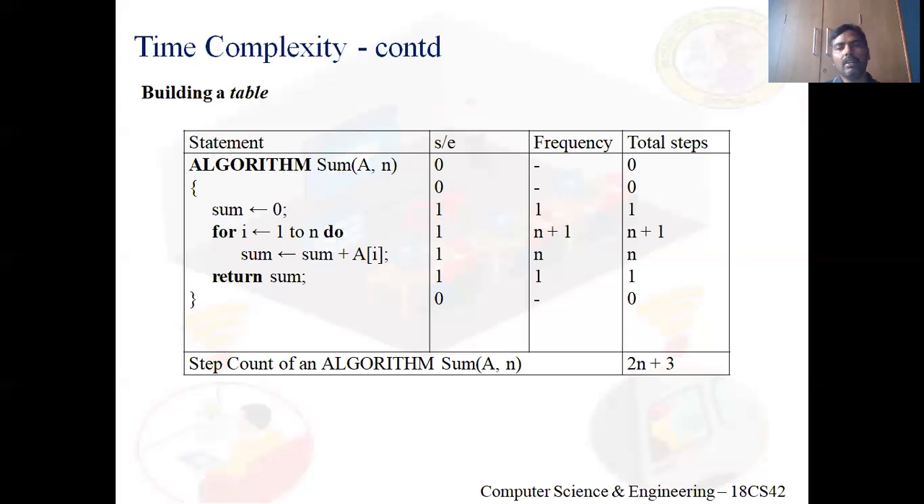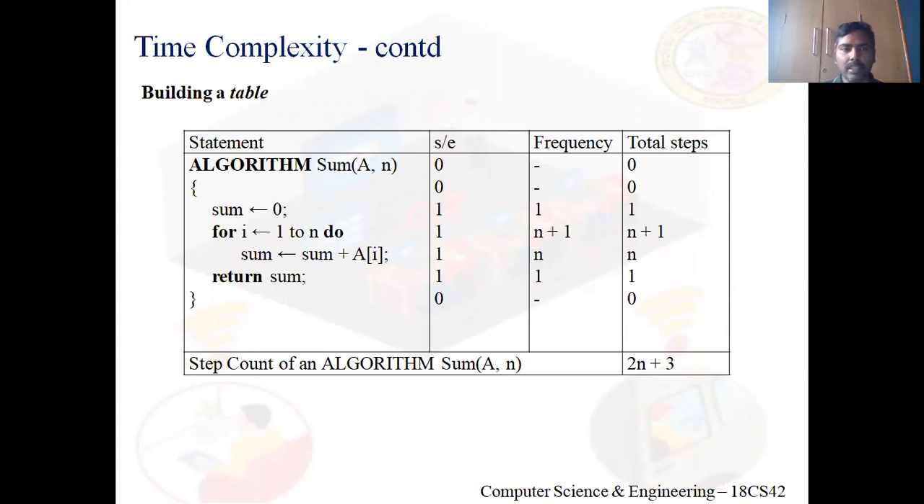So now at the last we'll compute 2n plus 3. This is what 2n plus 3 steps totally in this algorithm. So this is the time complexity we are going to measure. Clear with this? So now in this, I said to determine step count there are 2 methods. I should have told earlier.